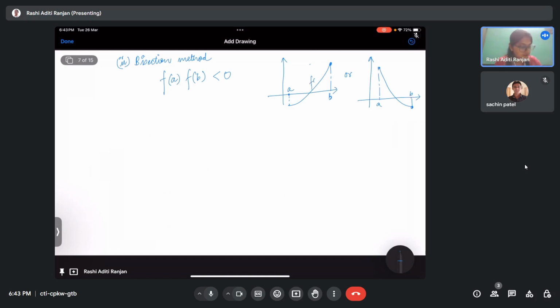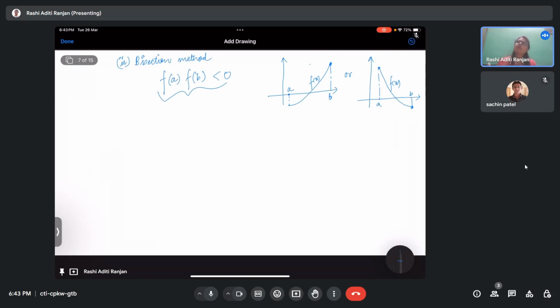This is f of x. So you see that f at a can be positive or negative and f at b can be positive or negative. So it should be such that it follows this. In a general way, I can write f of a into f of b should be less than 0, which means that one is positive and one is negative. So the multiplication of a positive value with a negative value would give me a negative value. Okay, so if this is the case, then there should be a root between a and b, correct?